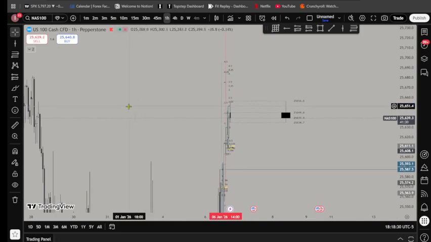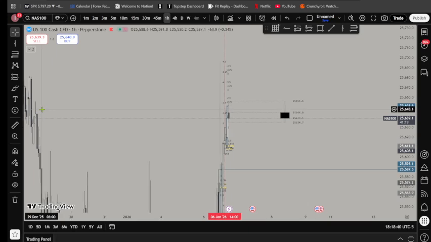I was targeting these -2 zones, which was around this high up here in this fair value gap and this high.